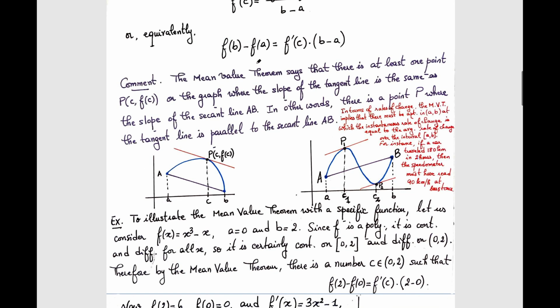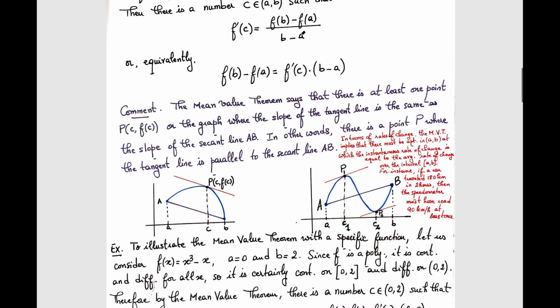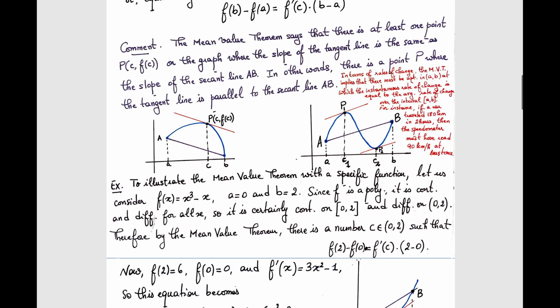Or equivalently, f of 2 minus f of 0 is equal to f prime of c times 2 minus 0. Like this, right? This is what the theorem allows us to conclude. That's the conclusion. These two forms of the conclusion are equivalent, right? So I chose to write it this way this time. All right.